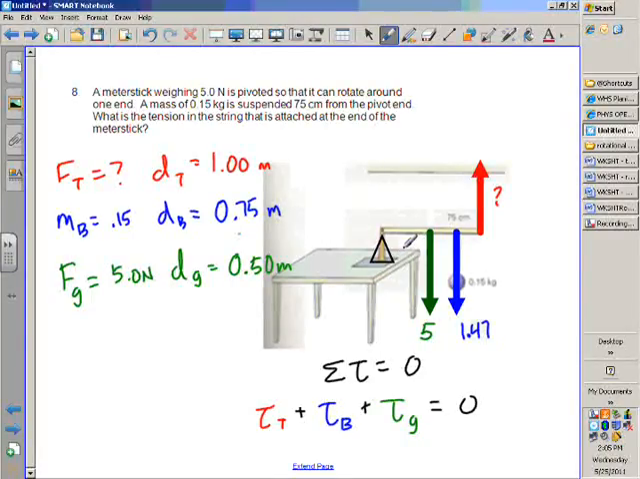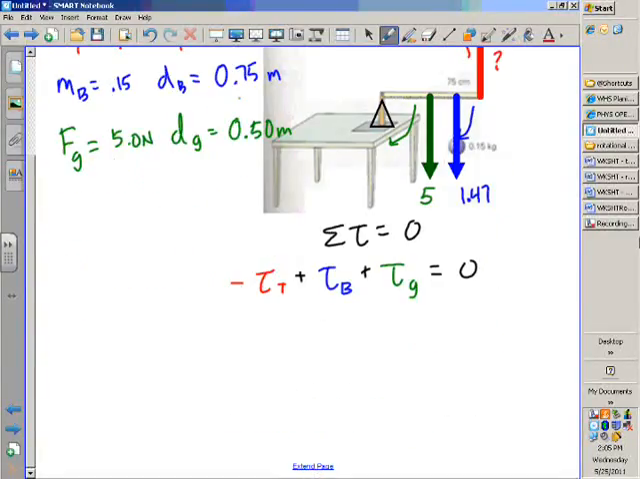What kind of rotation is green causing? Clockwise. And then what kind of rotation is blue causing? Clockwise again, but then red is counterclockwise, right? So we can call that red torque negative, right? And then it's a matter of breaking down those formulas, right?